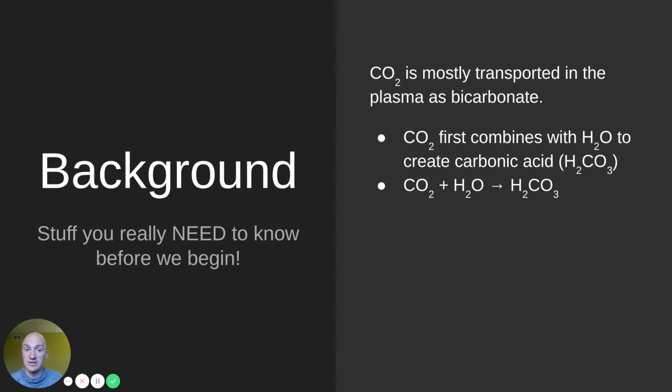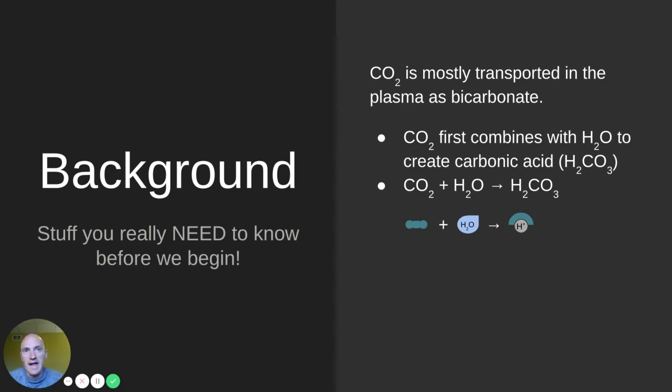Here's how I'm going to represent those things. Remember how I represent the carbon dioxide? It's that little green thing. Water, I'm going to do kind of a water droplet, and then I have a new shape for carbonic acid. So carbon dioxide plus water gives us carbonic acid. That's how it's going to be represented throughout my animation here.